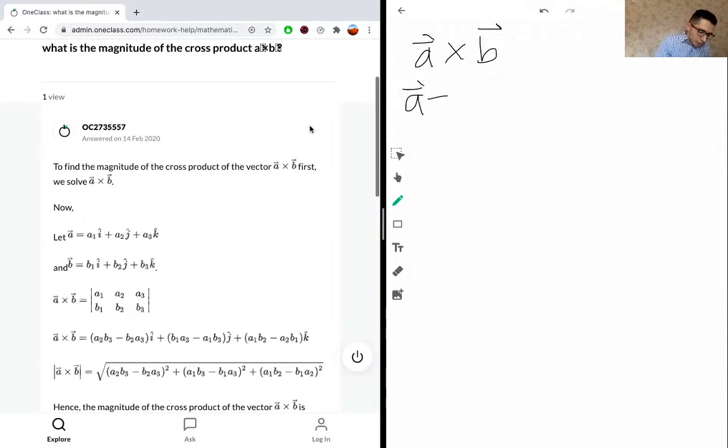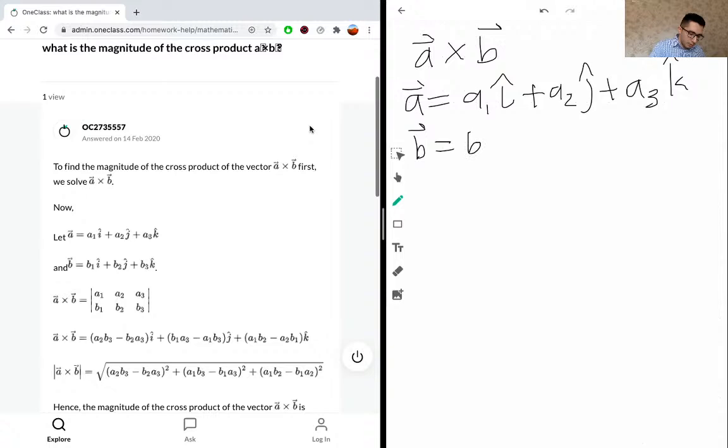So we have A is equal to A1, this is the magnitude, and then the direction i in the x direction, plus A2 times j, which is the y direction, plus A3 times k. So we split up the vector A into its 3 components in the x, y, and z direction on a 3D plane. And we'll do the same for B. So B equals B1 i plus B2 j plus B3 k, sorry, B3 k, not j.